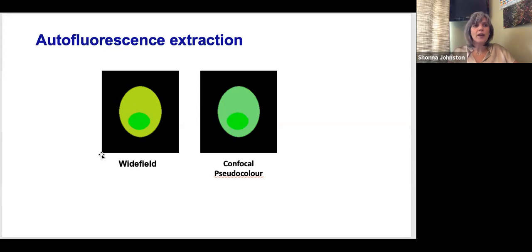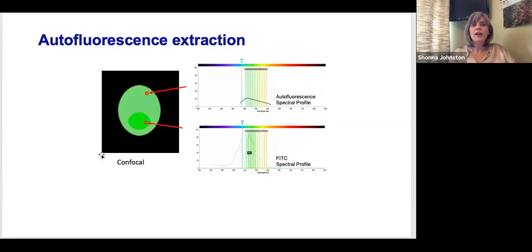So what do you do about it? With confocal, you can do exactly the same as what we do with flow cytometry. You can do the spectral analysis of it. If you take a pixel here, you can look at the autofluorescence spectral profile. And if you take a pixel here, you can look at the actual FITC fluorescence that you've maybe got, and you can see that it's localized to the nucleus.